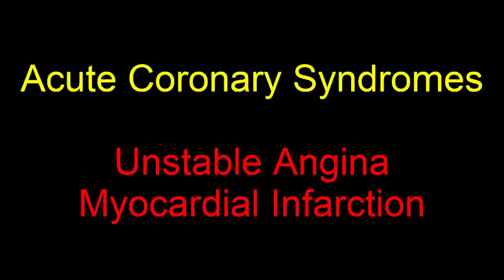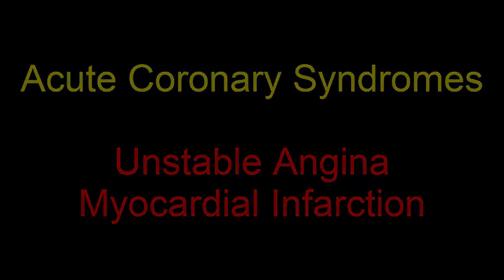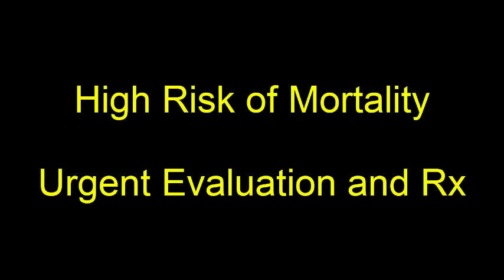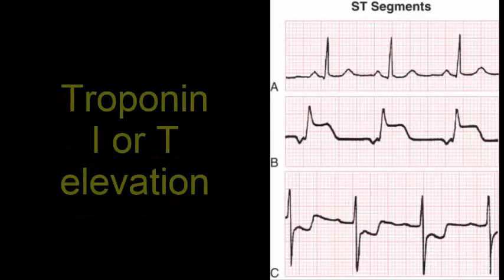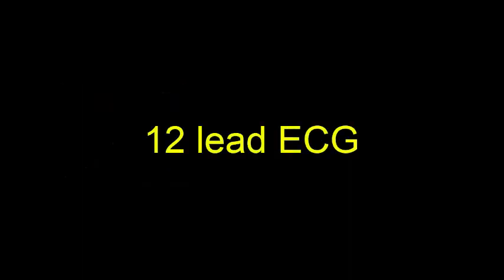Acute coronary syndromes. Unstable angina and myocardial infarction are two forms of acute coronary syndrome. ACS requires urgent evaluation because of a high risk of avoidable complications, such as sudden death and MI. Hemodynamic compromise suggested by hypotension, pulmonary edema, ST segment elevation or depression on ECG and elevated troponin I or T are powerful indicators of short-term risk. A 12-lead ECG is mandatory and is the most useful method of initial triage.